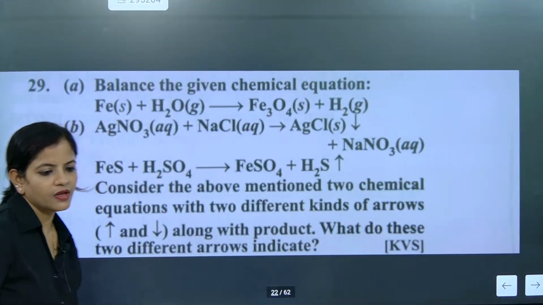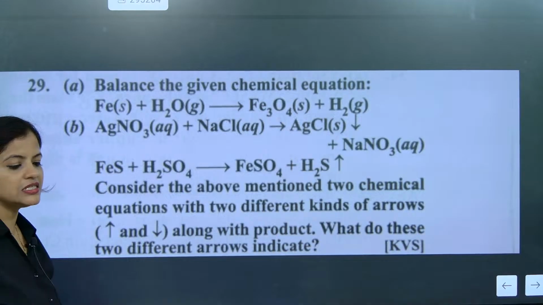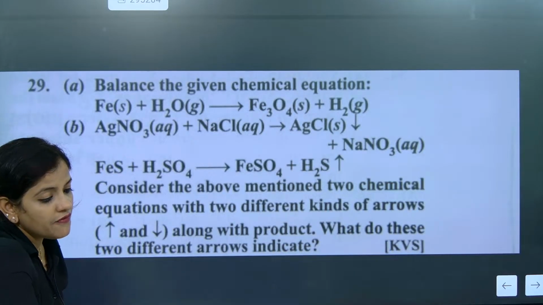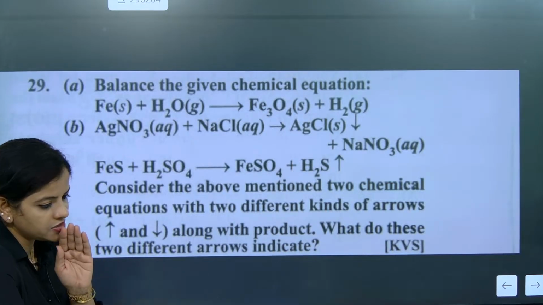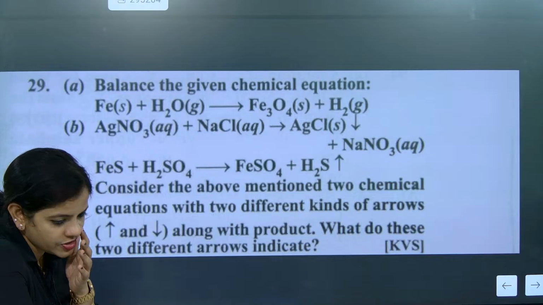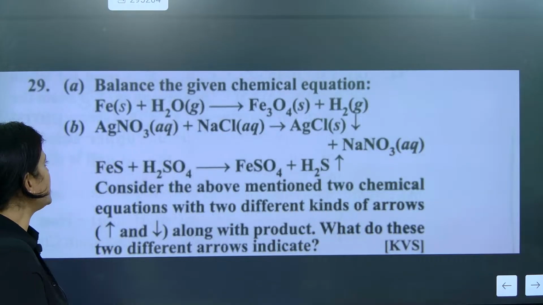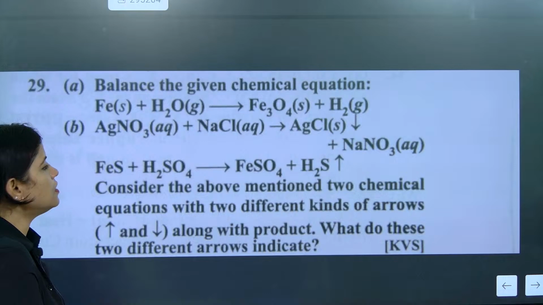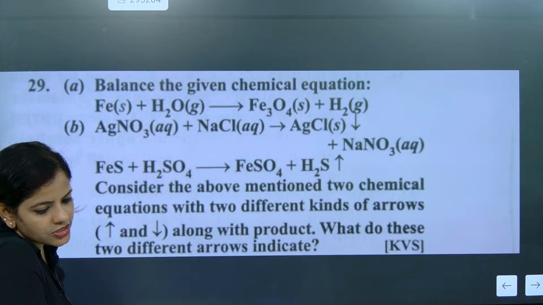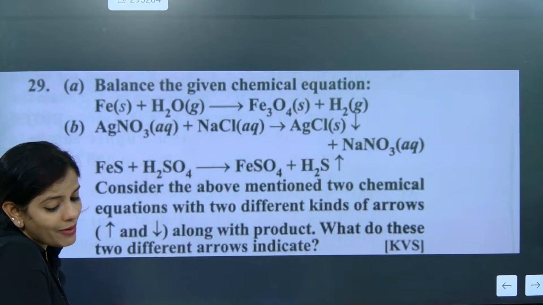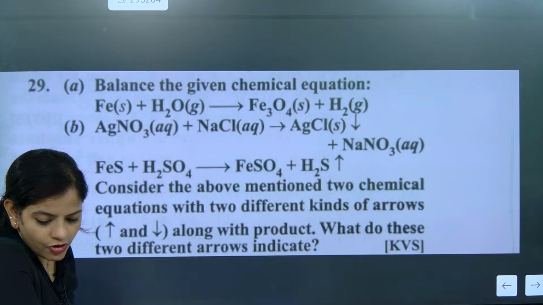Okay, when questions like these are asked in CBSE, you must be very confident and solve the question step by step. Now come on, solve this question. Balance the given chemical equation, iron, water. Come on, go for it. What is this reaction about? We need to balance it. Go for balancing.